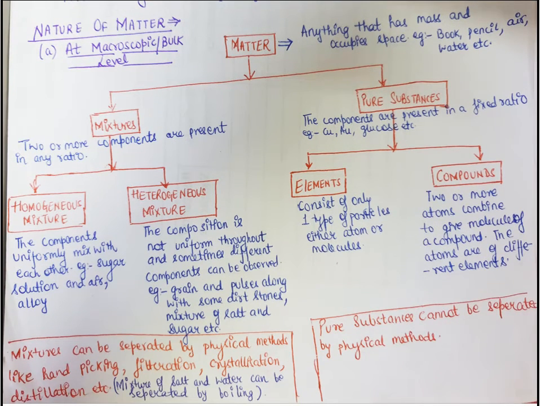Now let's understand what would be the nature of matter. We can classify the nature of any matter, how a matter would look like, in two ways. One would be at the macroscopic or bulk level. Macro means big. So at a macroscopic or bulk level, we can classify matter into two forms. One would be mixtures, another would be pure substances.